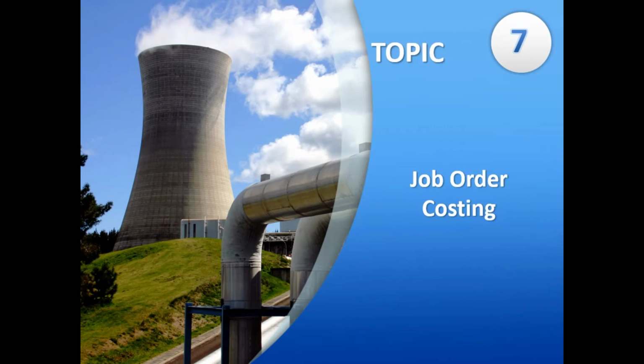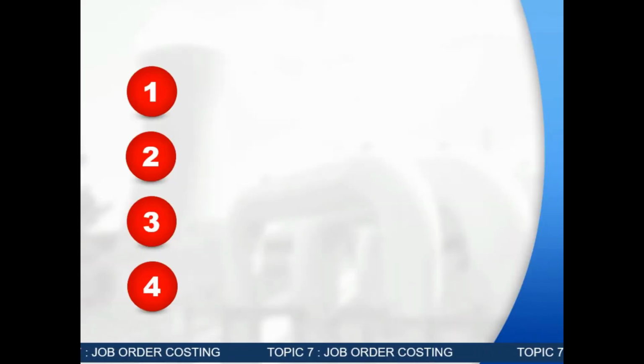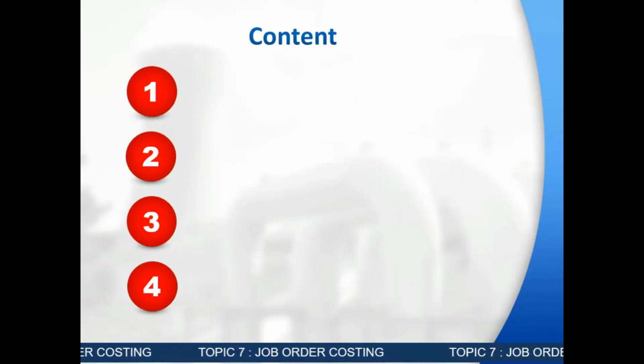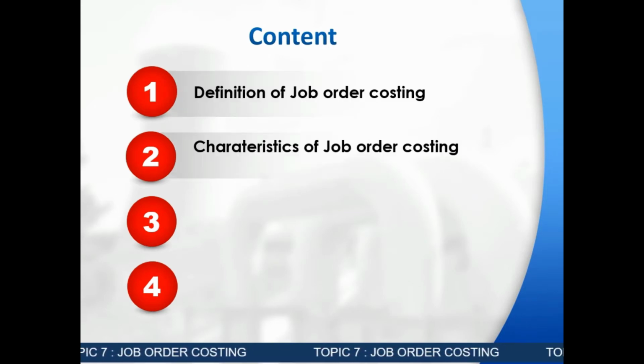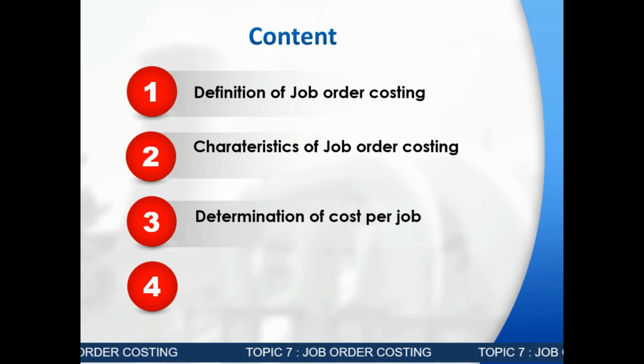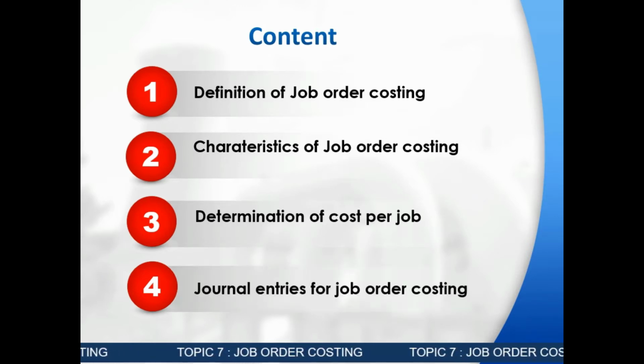Hi everyone, in this video we are going to learn topic 7, job order costing. In this video, we will cover subtopics. First, definition of job order costing. Second, characteristics of job order costing. Third, determination of cost per job. And fourth, journal entries for job order costing.